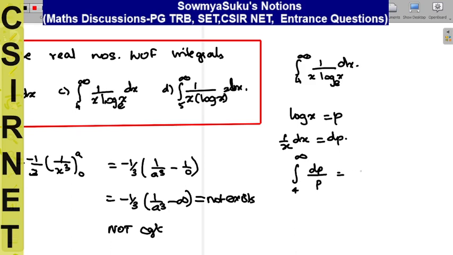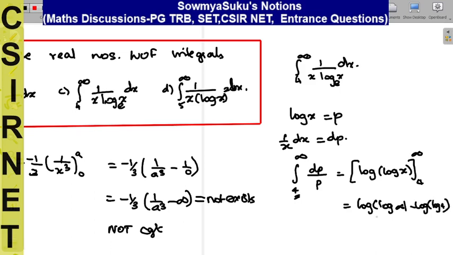Which is equal to log p, right? P is log x, from the limit 4 to infinity. The limit doesn't change because I put p as log x, so the limit is also 4 to infinity for x. Now log of log infinity minus log of log 4. Here this is infinity, so it does not exist. Not exist means it is not convergent. So option C is false.